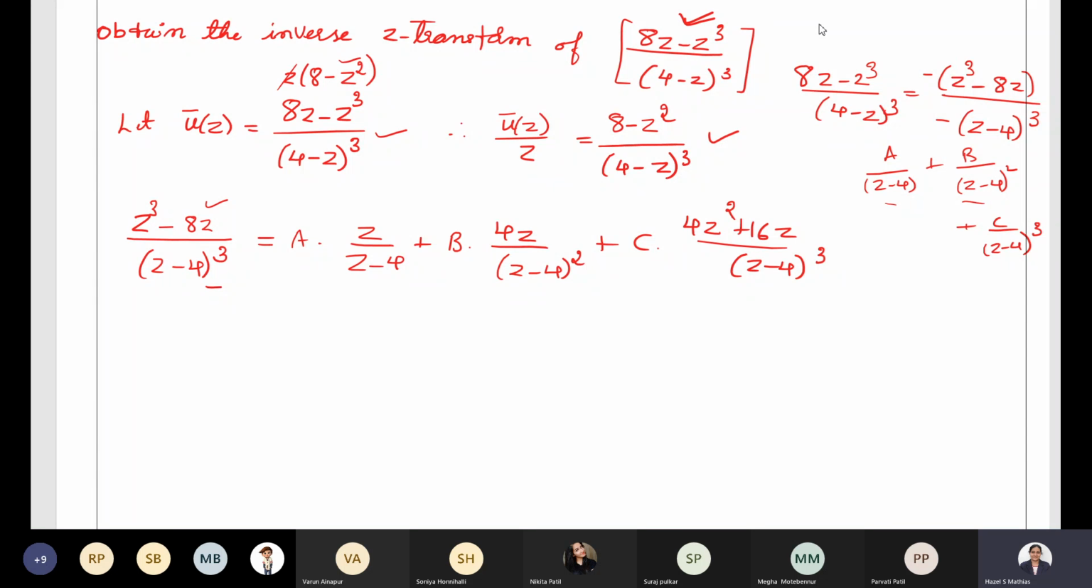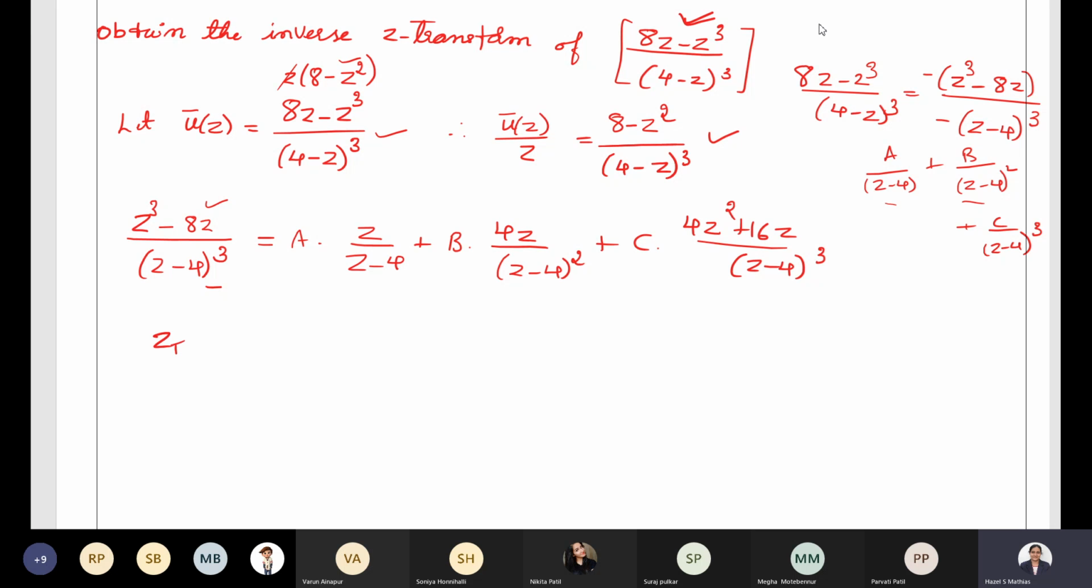Here you have z cube minus 8z. The numerator should be such that when you add up the terms, you get z cube minus 8z. We do not know what that is. We only know the z transforms. Am I correct? We only know the z transforms.